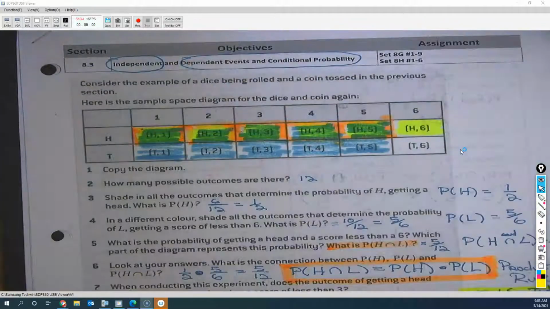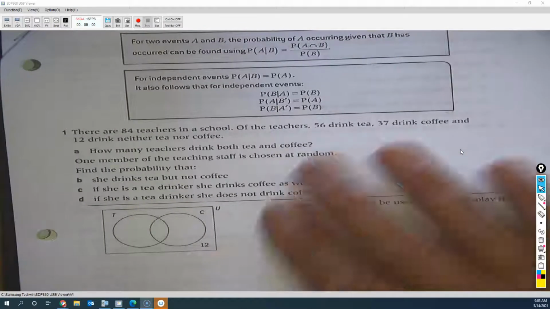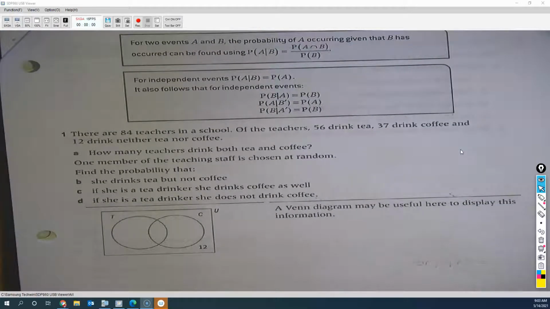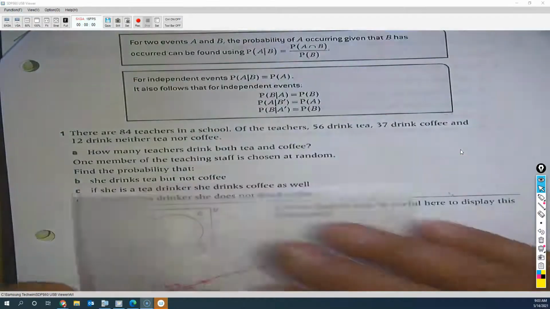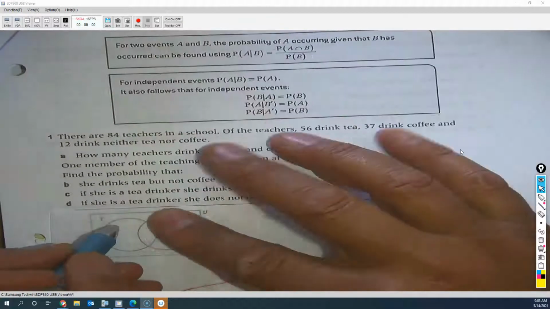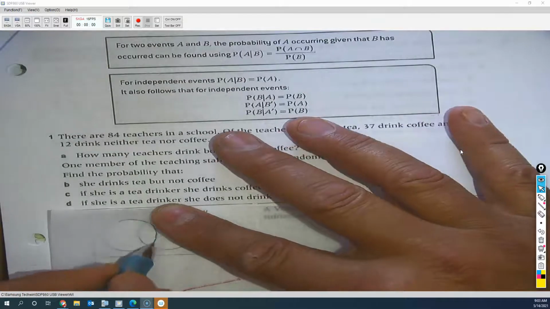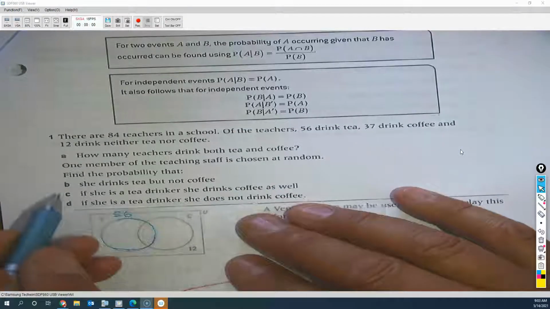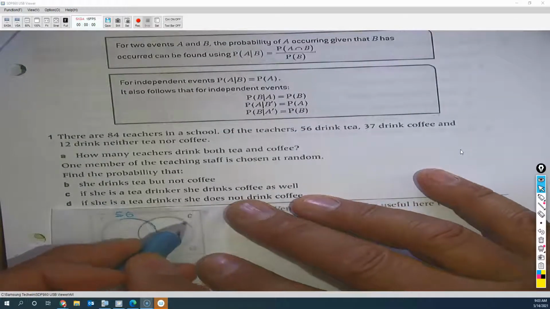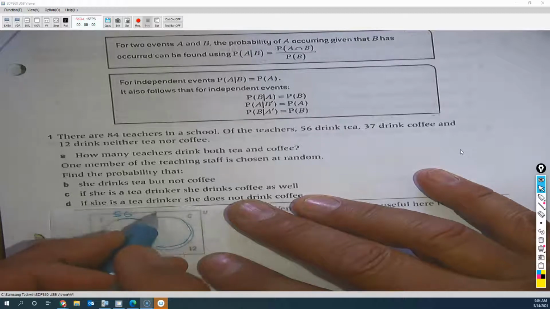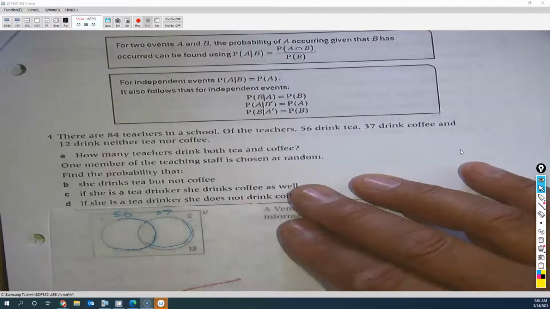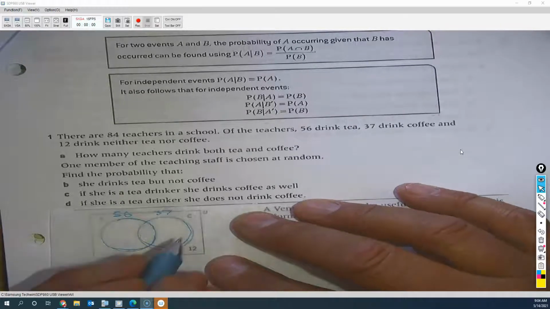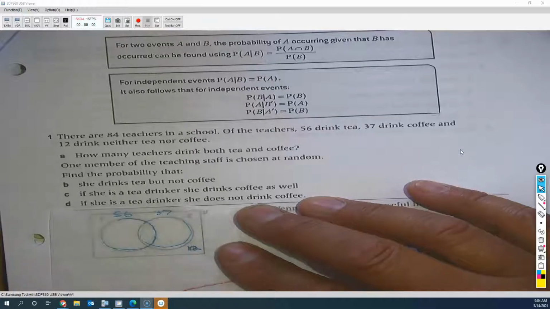So you've got 84 teachers in the school. Of the teachers, 56 drink tea. Okay, so that's the tea. These two spaces here add up to 56. 37 drink coffee. That's this one. And 12 drink neither. So the 12 is outside.